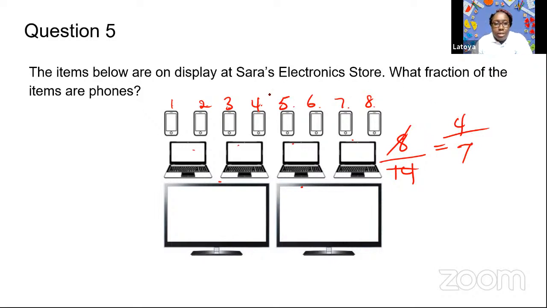Now let's just double check the items we have here. We have 8, 9, 10, 11, 12, 13, 14. Yes, a total of 14 items. Good. And we have 8 phones, and we reduce our answer. Okay. And we will get a fraction, which is 4 over 7. On to the next question.